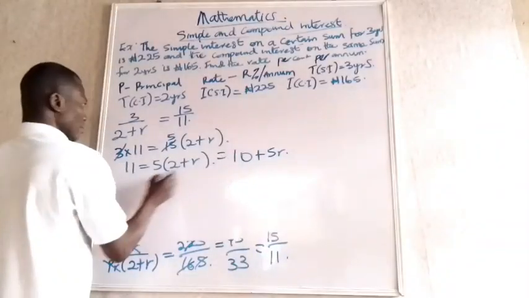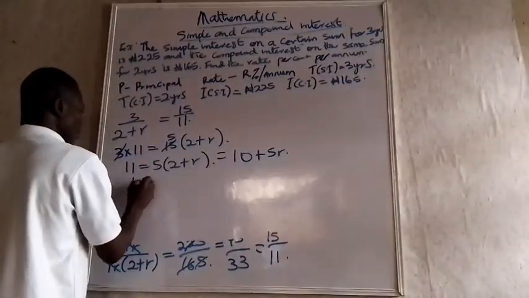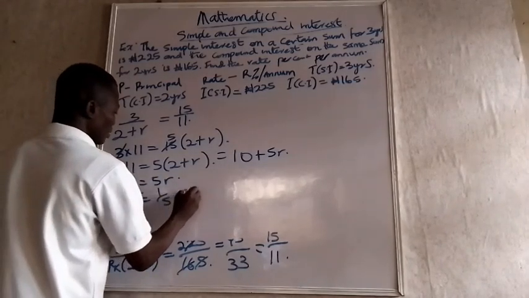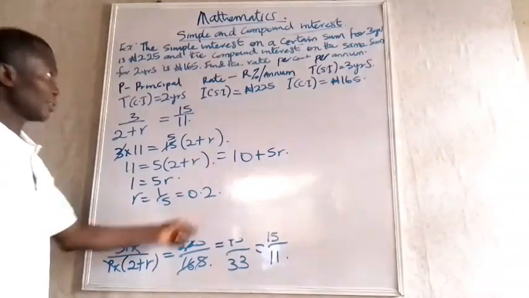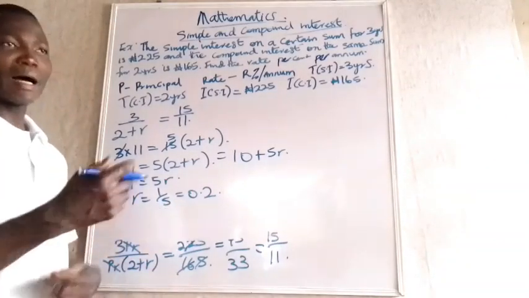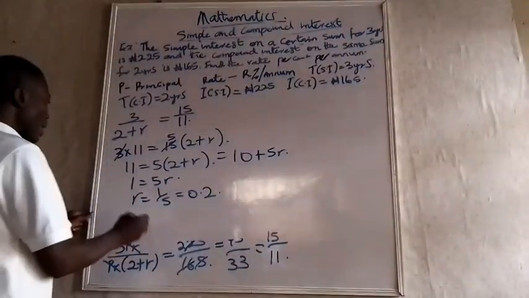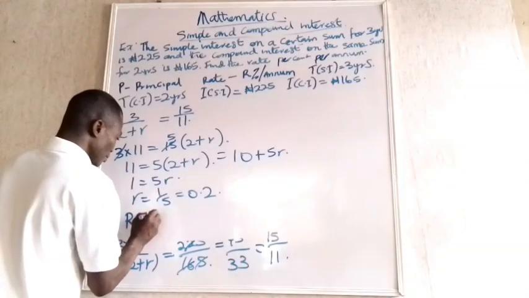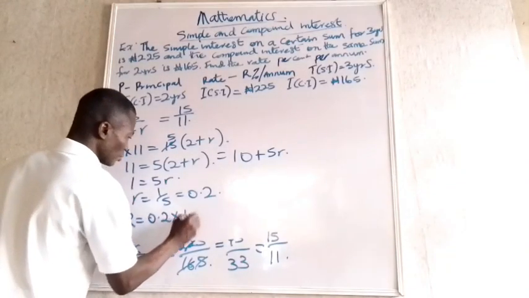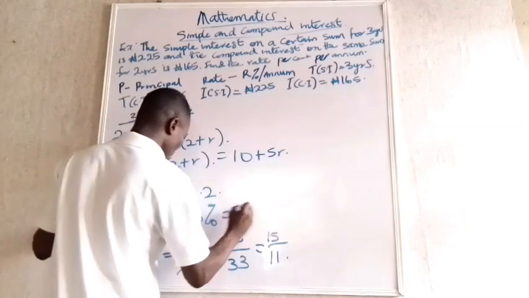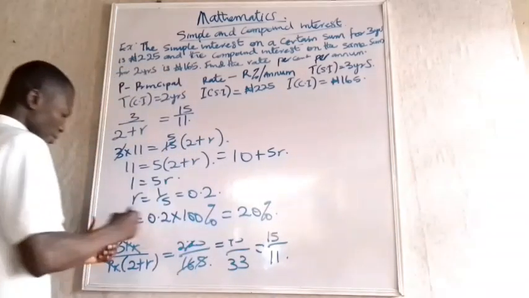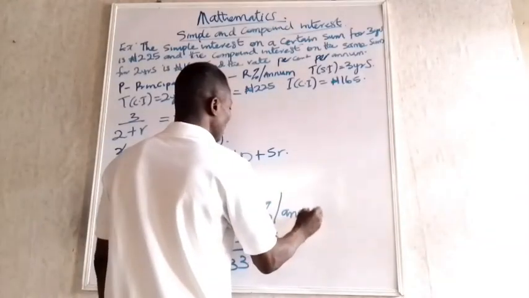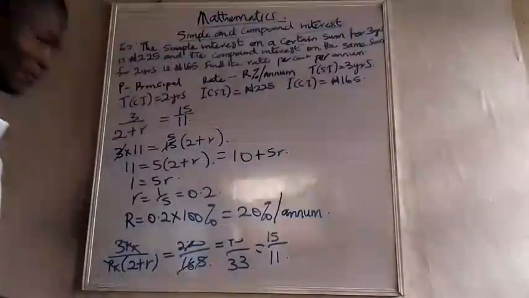So subtracting 10 from both sides, I'm going to have 1 equal to 5r. So r is equal to 1 over 5, which is 0.2. But mind you, this is not the rate per annum. We now have to convert it to percentage. So R is equal to 0.2 times 100%, which is 20%. So that is the rate per annum, the percentage rate per annum.